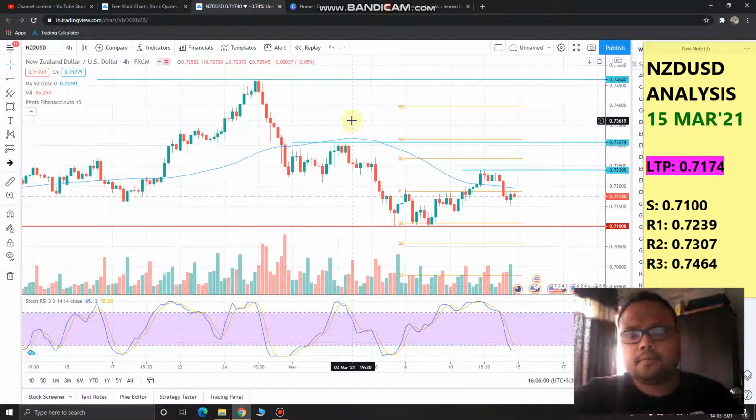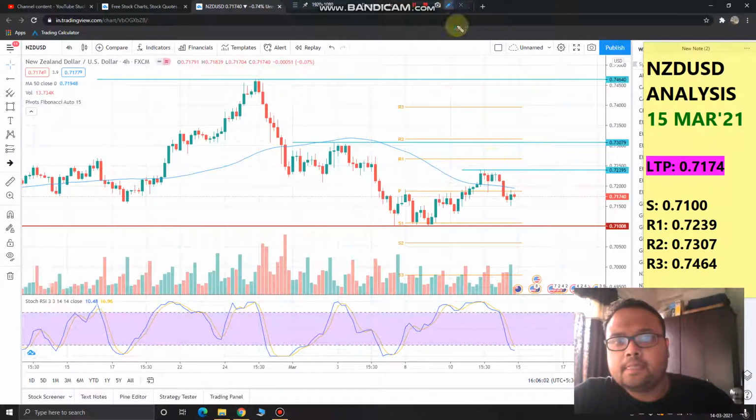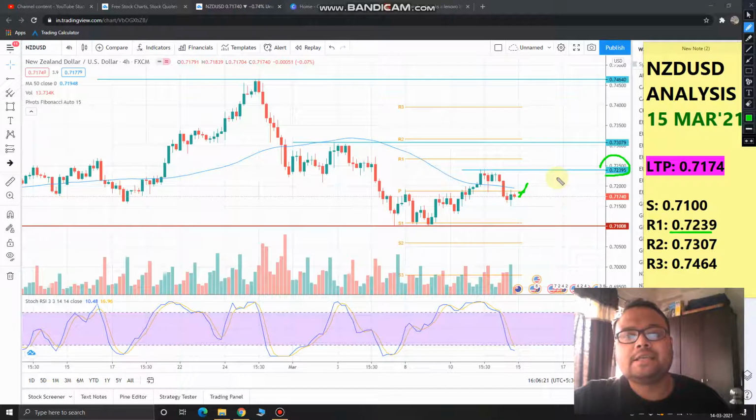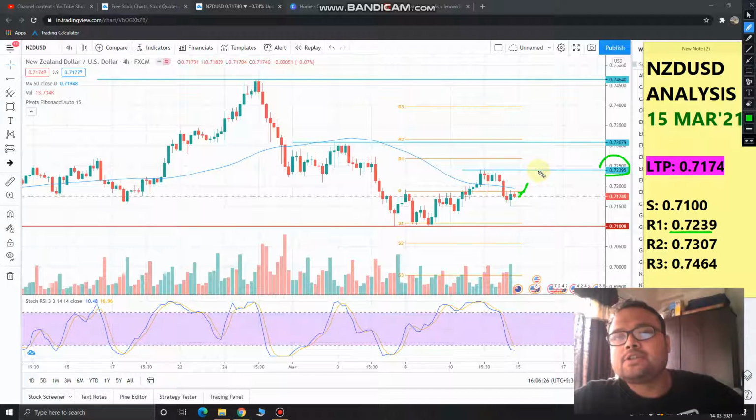And on the other hand, if market goes up, then you don't need to trade here or here. Just observe how the price reacts after it hits the resistance one. This is the first resistance, 0.7239. Just observe how the price reacts in the 7239 zone. In case you see some price rejection from below, you can short the market here, because see, market is making higher lows. This is also something we need to observe.